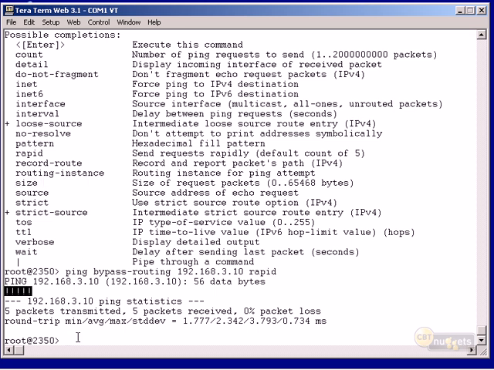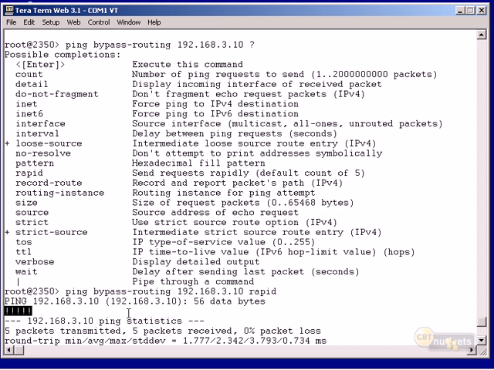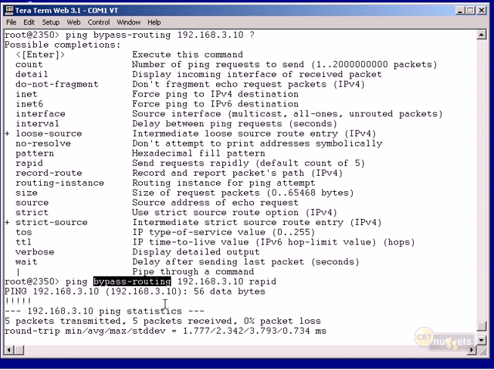So that might be a quick thing you might want to do, but just remember for the exam, remember the bypass routing option, so you can ping something even if it's not in your routing table. Remember the rapid, remember the count, okay, so you can do a certain number of count, 5, 10, something more practical. All right, there we go.